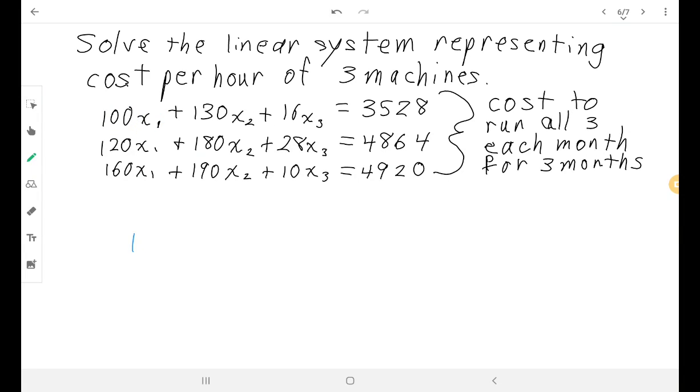So you have, just to illustrate, 100 hours times X1 dollars per hour, and then your hours cancel, and you get just dollars, okay? So that's why the answers are all dollars. So these are all dollars.